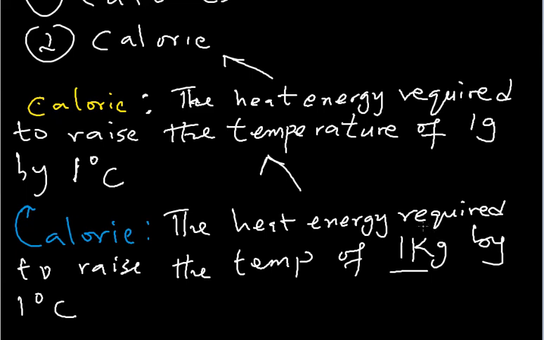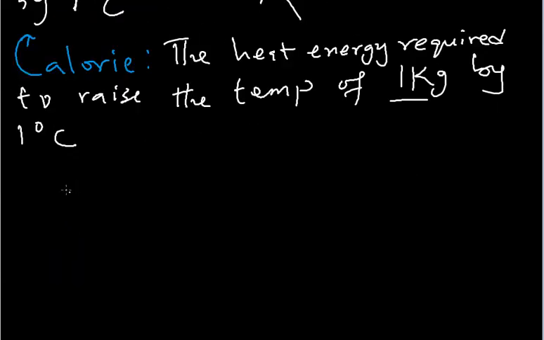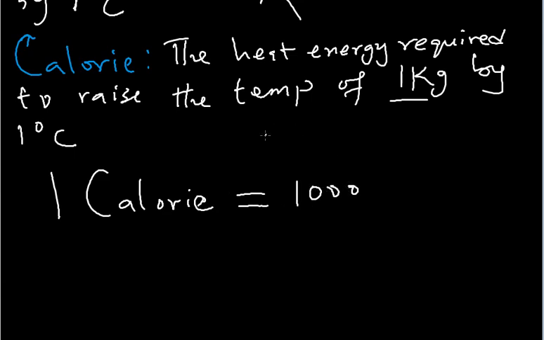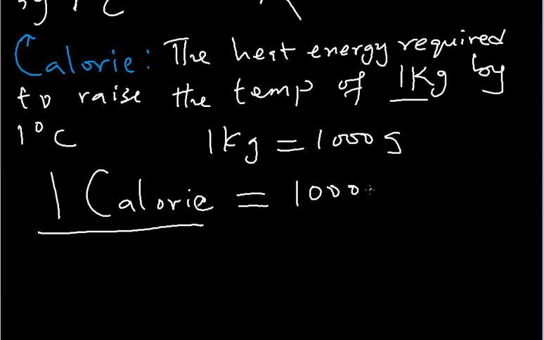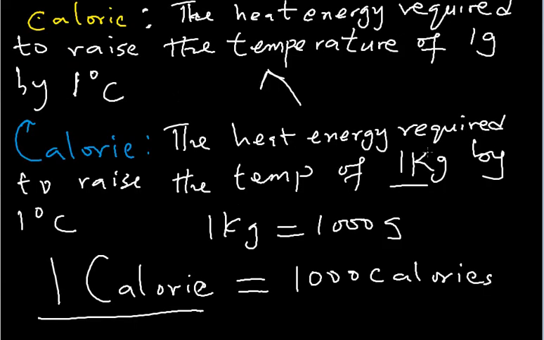So if you want to convert calorie, we can simply create a relationship. 1 calorie is equal to 1,000. Of course, you know very well that 1 kilogram makes 1,000 grams. So that simply means 1 calorie, capital letter C, makes 1,000 calories, small letter c. So please take note of that.